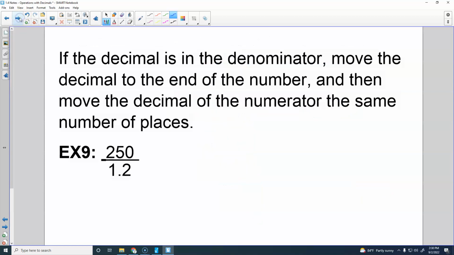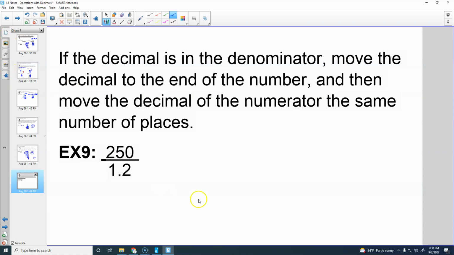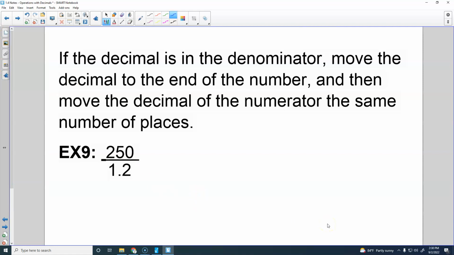All right, last one here before we do our assignment, I think. Is this the last one? Yeah. So the decimal in the denominator. We're going to move the decimal to the end of the number and then move the decimal of the numerator the same number of places. So I'm going to start off with this problem 1.2, and we're dividing 250.